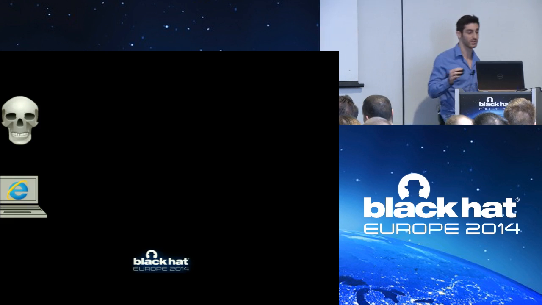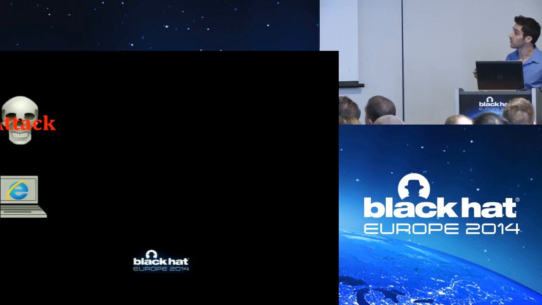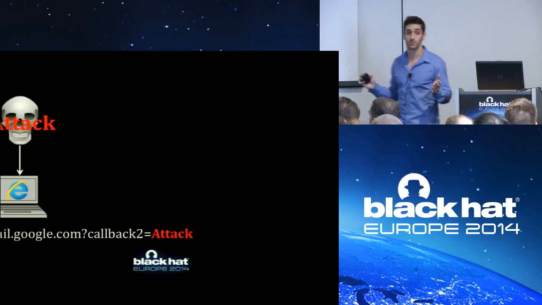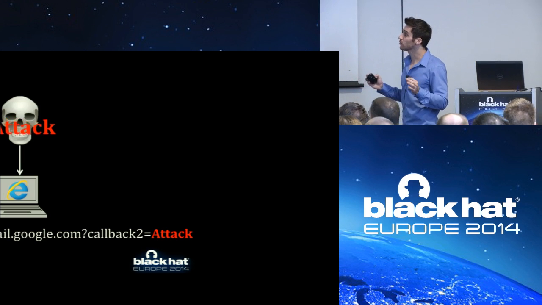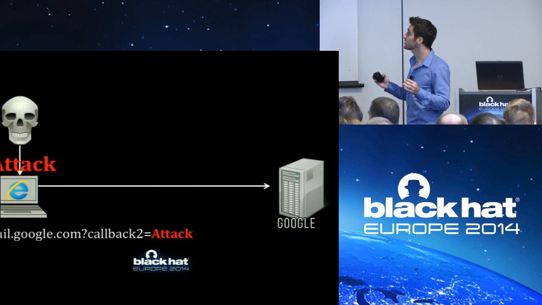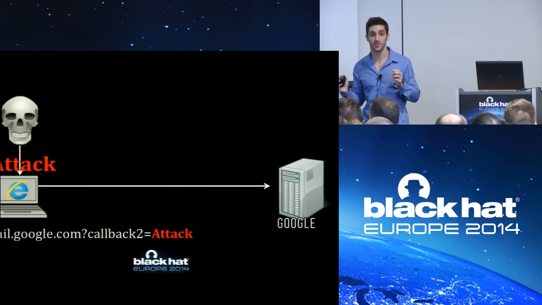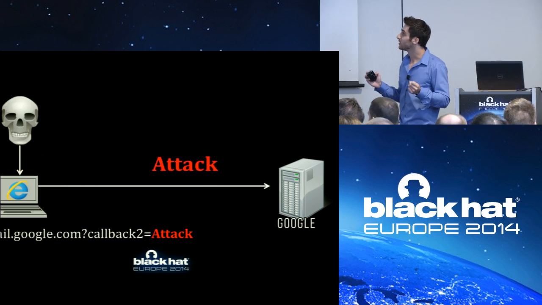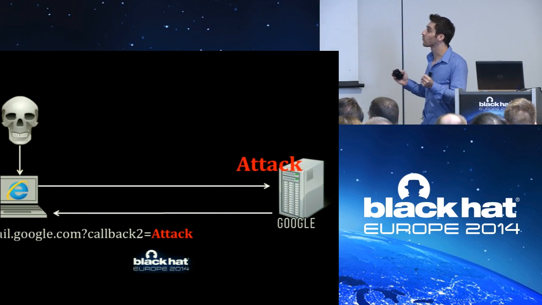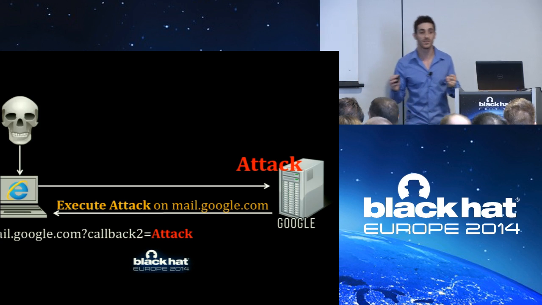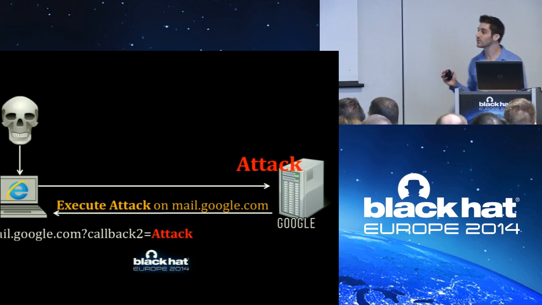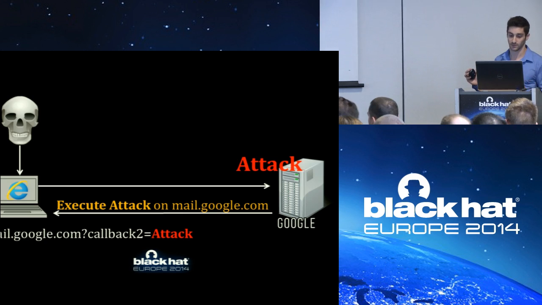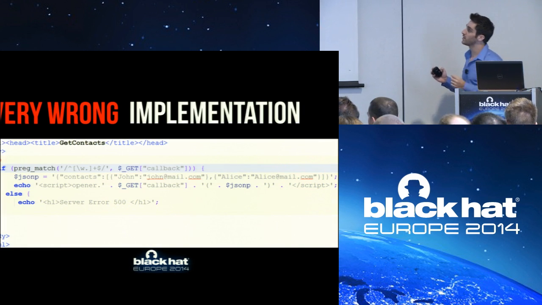So here's what's happening. An attacker, once again, sends a link with a manipulated callback to the user. And now the user will go directly to that JSON-P page that they made for importing these contacts or any other usage. And therefore, they will execute attack right away in that page on the main window. So we can execute attack on Gmail using this wrong implementation. So here's why it is so wrong.